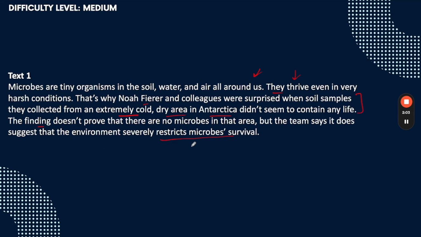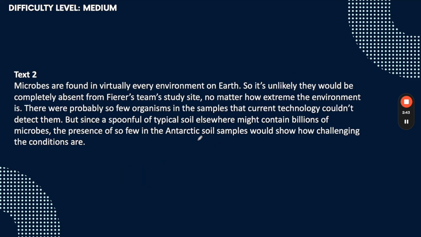So what was the result of the finding? The result was that it's not like there were no microbes in that area, but the soil didn't show that microbes could survive in that kind of environment, right? This is what the finding is, and this is what F's team is saying. Now, when it comes to the tone, this is a really factual kind of text. There's no negative or positive aspect to this whole microbes discussion. As per their finding, they are not saying that they did not find microbes at all in that area, but that the microbes couldn't really survive in that environment. Right? Let's read text 2 now.